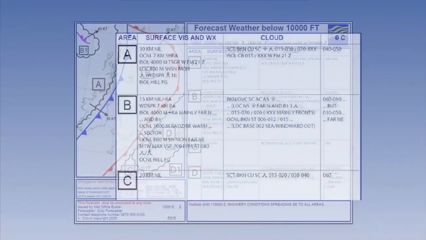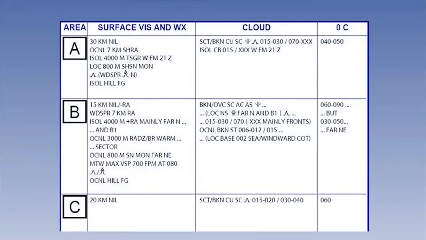The general conditions for Area B, and therefore B1, are 15 kilometers visibility, with possibly nil weather or light rain. However, widespread throughout the areas, the visibility will reduce to 7 kilometers with moderate rain. In isolated areas, the visibility will be 4,000 meters in heavy rain, but this would mainly be to the far north of Area B, and certainly throughout B1.